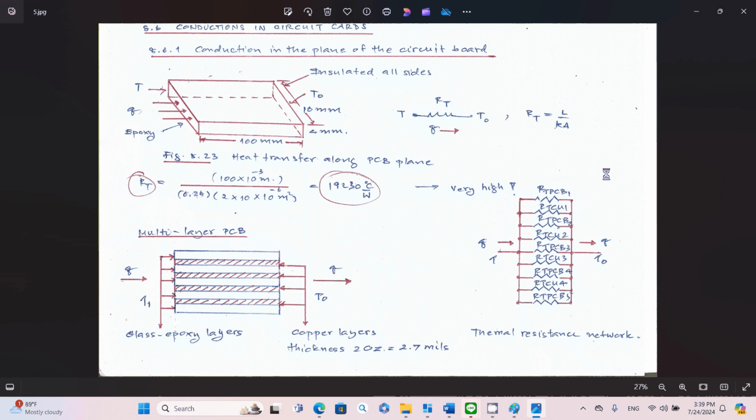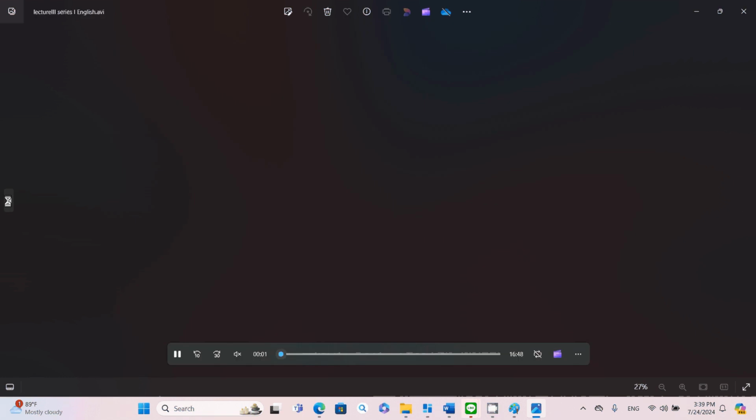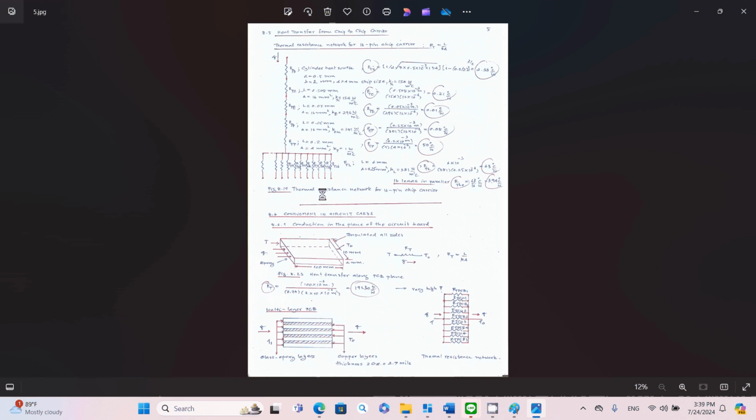Let's move to the next page. Oops, I'm missing something here. Okay, so I guess that's all I have for lecture number 3, series 2. I will continue with lecture number 4 later on. Okay, so that's it for now.